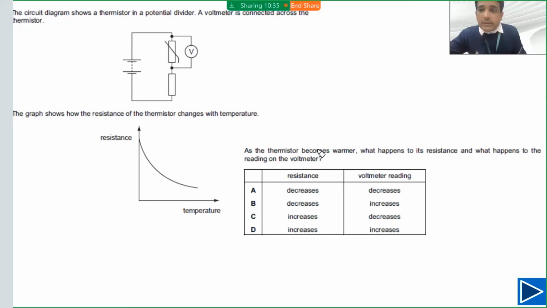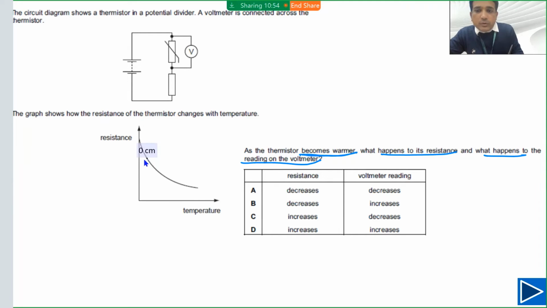For this question, it is given to you: thermistor becomes warmer, means temperature of the thermistor increases. What happens to its resistance and what happens to the reading on the voltmeter? So we can take 2 points. This is one point as we have discussed before. Let me highlight these points again so you can get some feeling about that. So we can take the second point.